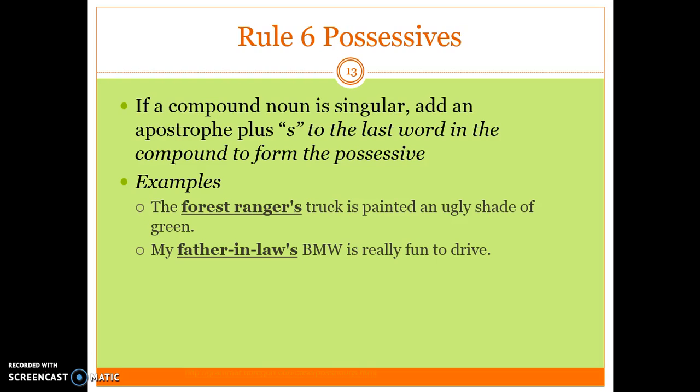If a compound noun is singular, add an apostrophe plus S to the last word in the compound to form the possession. This is rule number 6. So the example I've given here is the forest ranger's truck is painted an ugly shade of green. I've also given you my father-in-law's BMW is really fun to drive. Now one is a compound without a dash. The other one is a compound noun with the dash, and you can see the difference in where the possession is shown.